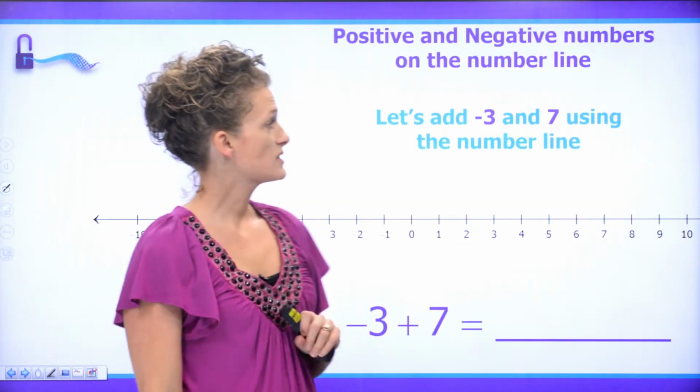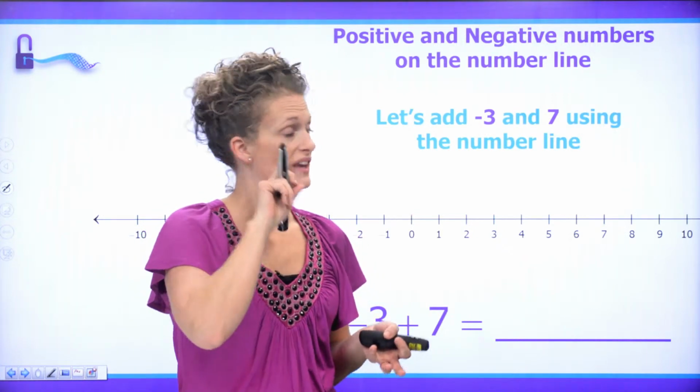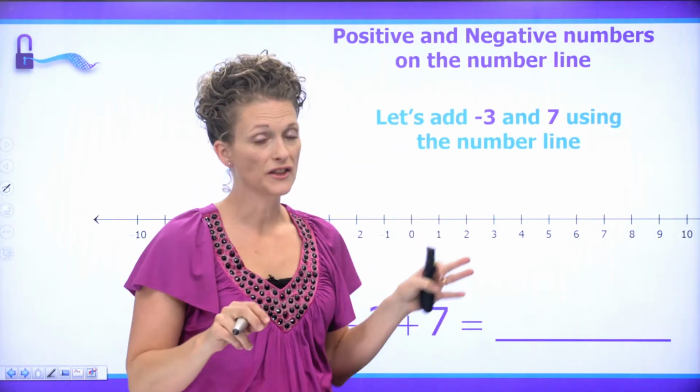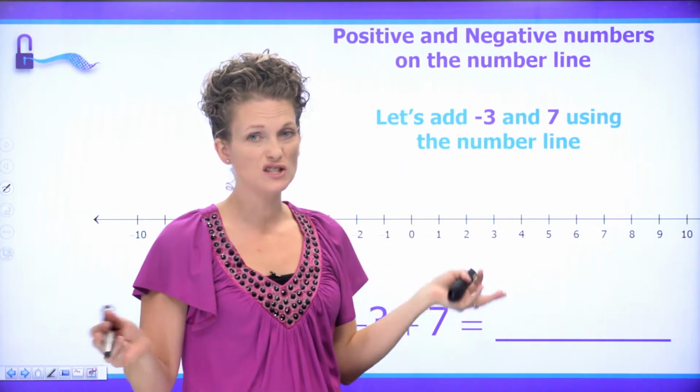Okay, positive and negatives on the number line. Let's add negative 3 and 7 using the number line. Now, let's pick a number, either one, the negative 3 or the 7, and let's start at that number. Since negative 3 is first, let's go ahead and use that.